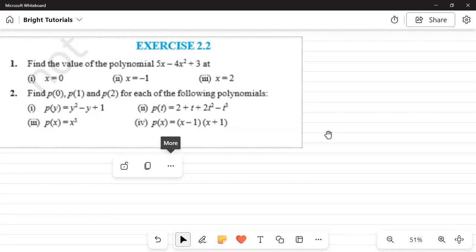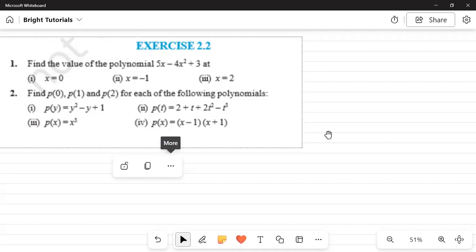Polynomial is also categorized depending upon the number of terms in that polynomial. If there is only one term in that polynomial, we say that it is a monomial. If we have two terms, it is a binomial. And if it has three terms, then it is said to be a trinomial. And we have also studied that for a polynomial, the power of x can never be negative or in decimal form. In the first exercise, we have studied this so far.